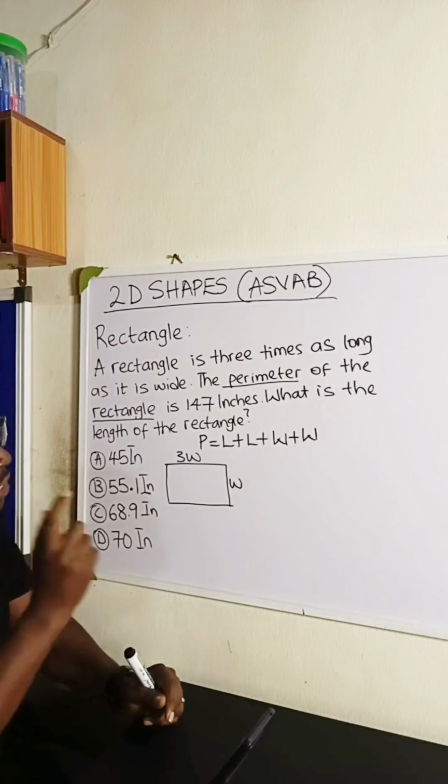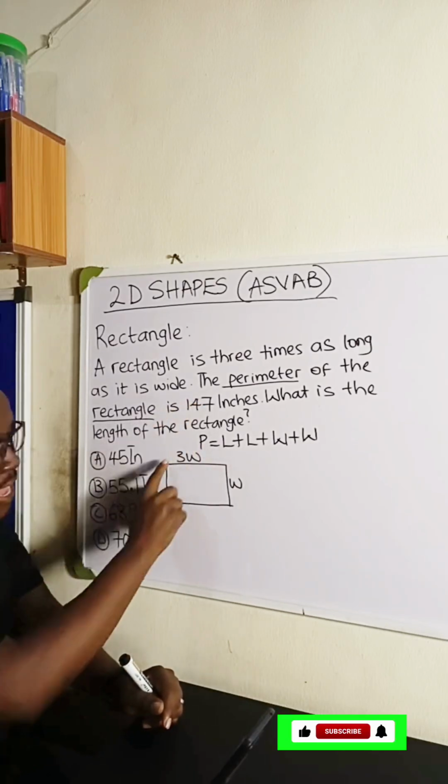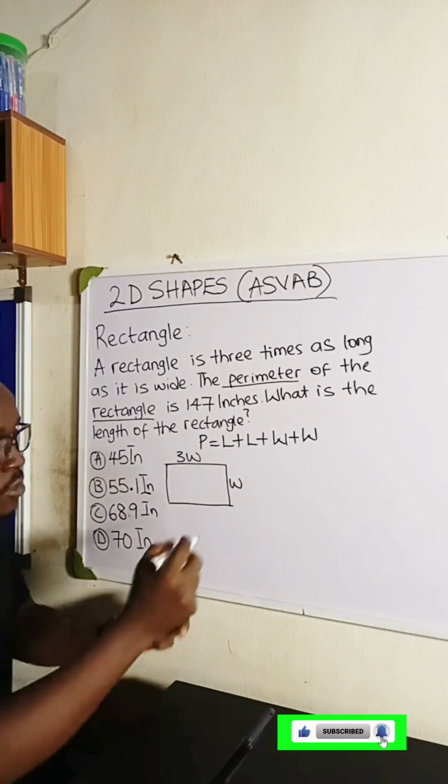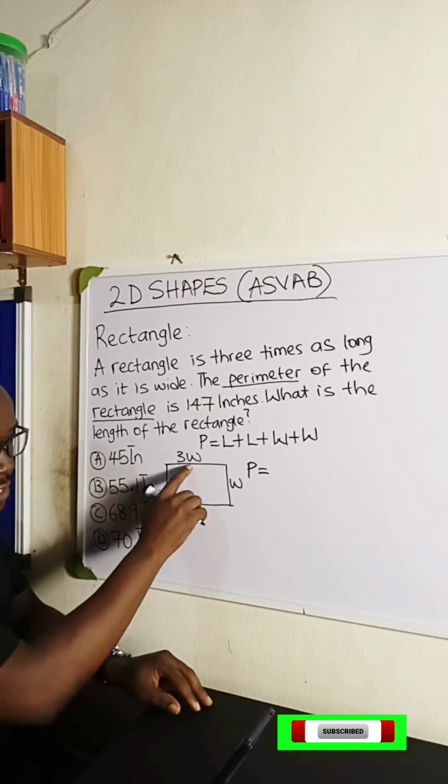Okay, and we are told that the perimeter is 147. So if you add the 4 sides of this rectangle, you're supposed to get 147. So the perimeter is equal to, here is 3W.